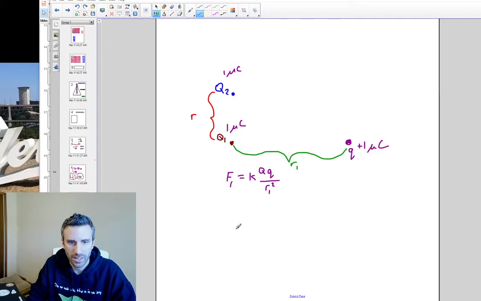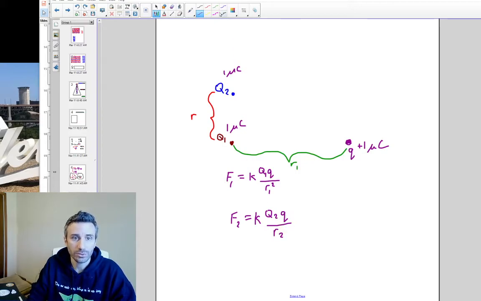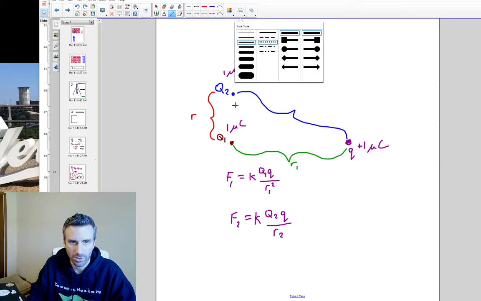Now, I'm going to say that the force from object 2 acting on the test charge is equal to K times Q2. By the way, I never put that Q1 there, did I? Whoops, my bad. Q2 times the little q over R2, where R2 is the distance between those two charges. Now, if you're paying close attention, you would notice that there is a triangle developing here.